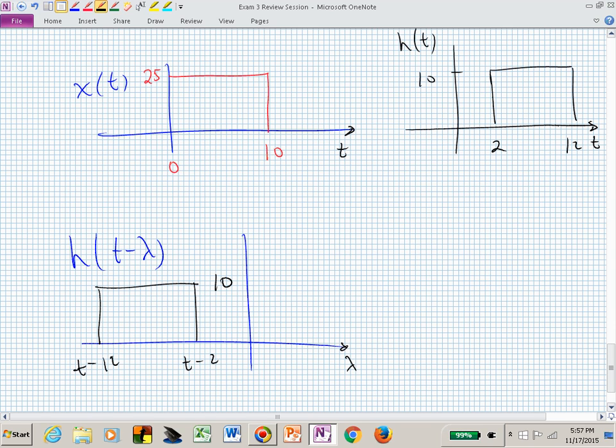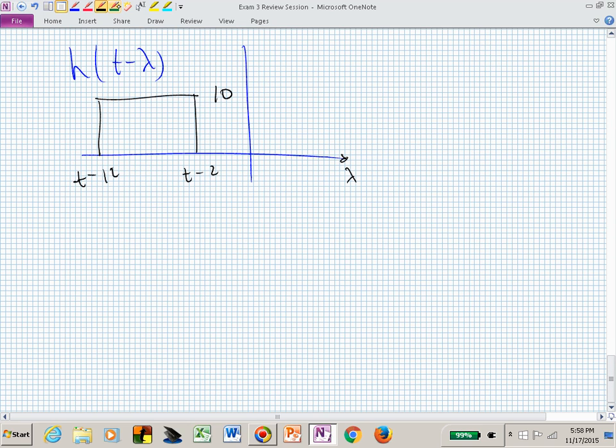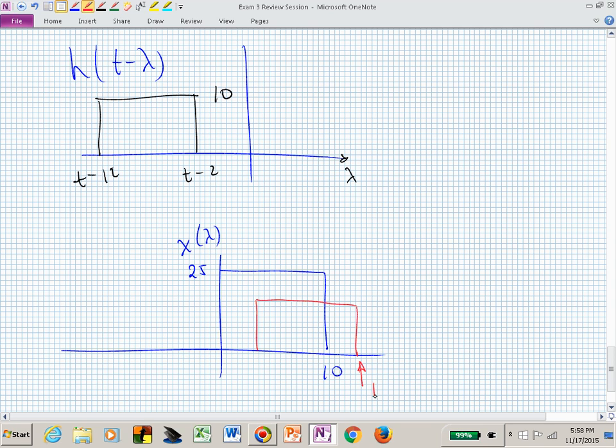Did they need to be the same width, or did you want them to be different widths? Oh, are you wanting when they first start to change? So when the overlap first starts, this is still x of lambda. Is that okay? And now we have h of t minus lambda, which is 10. This is now t minus 2, and this is t minus 12. Is that looking like something you want?